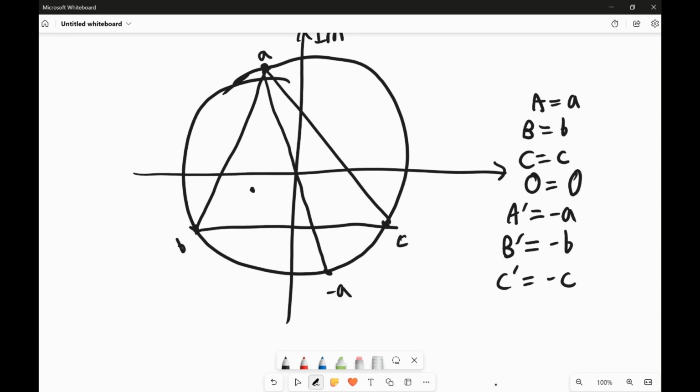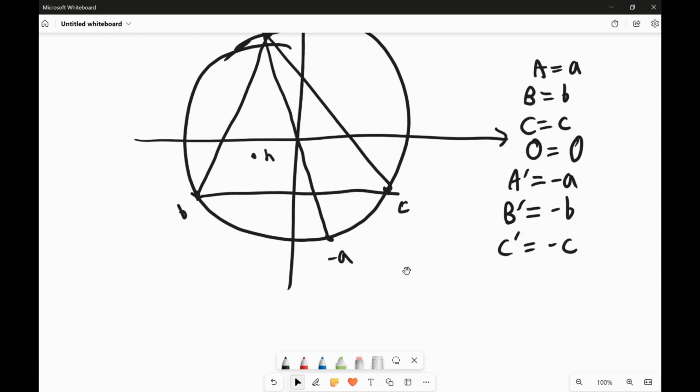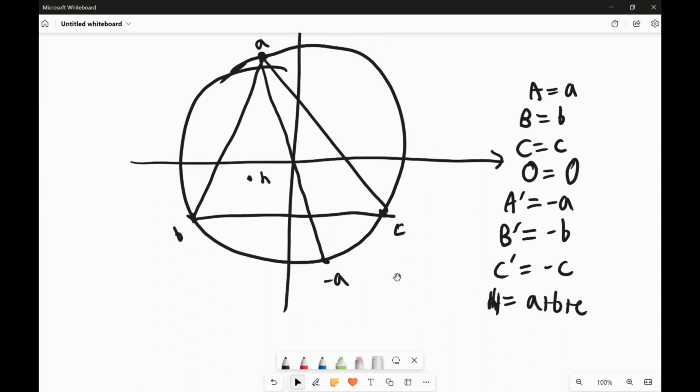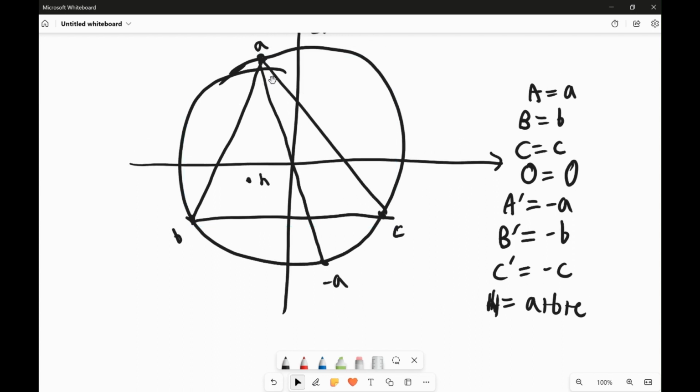And if this is the orthocenter here, H, then recall from a previous video that I made that BHCA prime is a parallelogram, and hence the sum of the opposite two coordinates must be equal. And this means that H is equal to A plus B plus C, which is really nice, which is why we use ABC as a unit circle mostly.